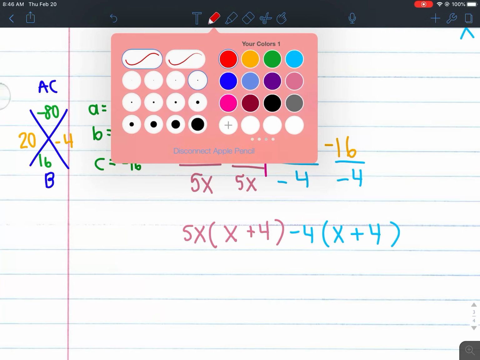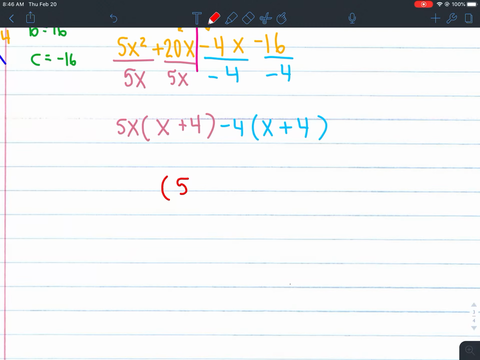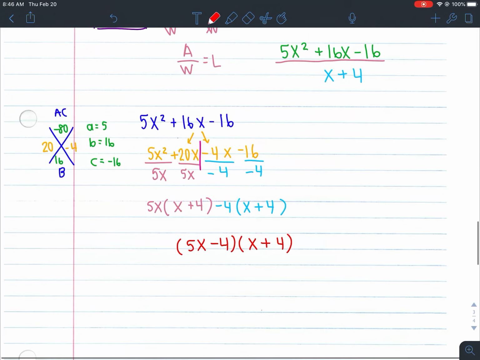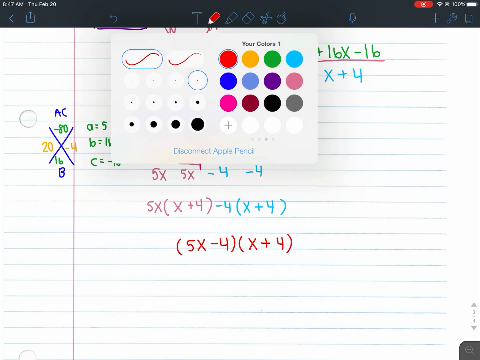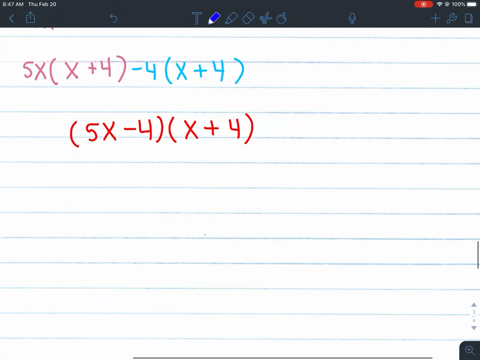What color do I want to use next? What color have I not used yet? I haven't used red. All right, so in my first group, or first factor, I have 5x minus 4, and my second factor, I have x plus 4. All right, well, I'm dividing all of this by x plus 4.